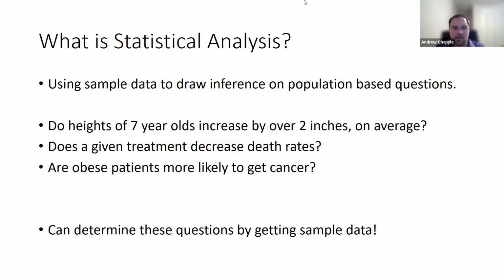So these examples: Do heights of 7-year-olds increase by over 2 inches on average? Does a given treatment decrease death rates? Anecdotally, we have vaccinations for COVID, for example. And we saw that taking the COVID vaccine greatly reduces your risk of death from COVID-19. There are lots and lots of studies backing that up. So there's really concrete, profound information on that. Just be aware that research was solid and done really well.